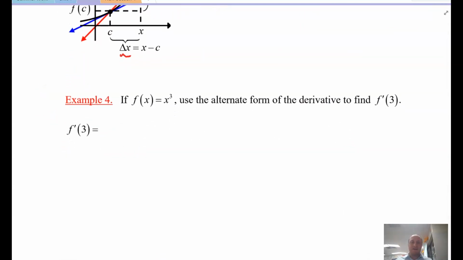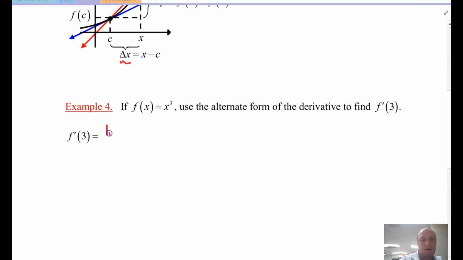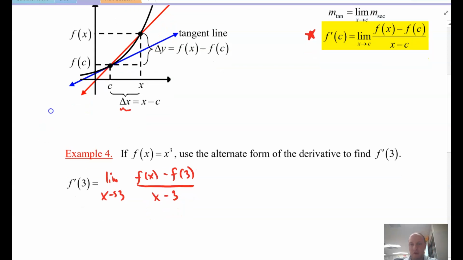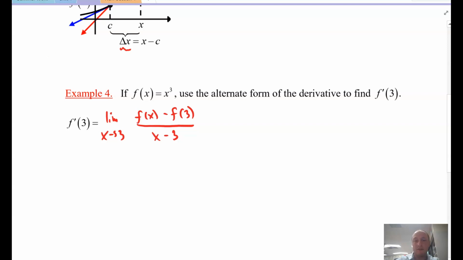This says if f of x is equal to x cubed, use the alternate form of the derivative to find f prime of 3. Well, I know that the limit as x approaches 3 is equal to, and I'm going to use this form here, the alternate form: f of x minus f of c, and in this case our c is 3, over x minus c, which is 3. So now I'm going to do some substitution.